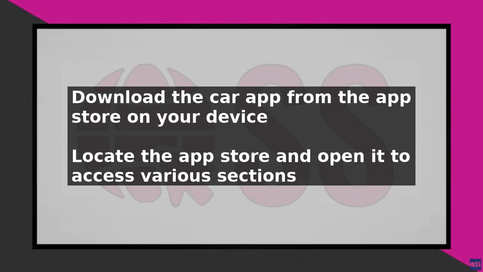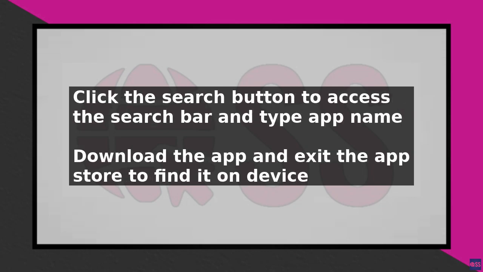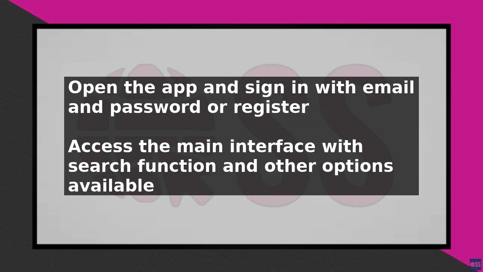To get started with the Car app, you'll first need to download it from the App Store. Locate the App Store on your device, which may be labeled differently depending on the device you're using. Once you've opened the App Store, you'll see various sections, including today's games, apps, and arcade, as well as a search button. Click on the search button to access the search bar, where you can type in the name of the Car app. The app should appear as the first option, so download it and then exit the App Store.